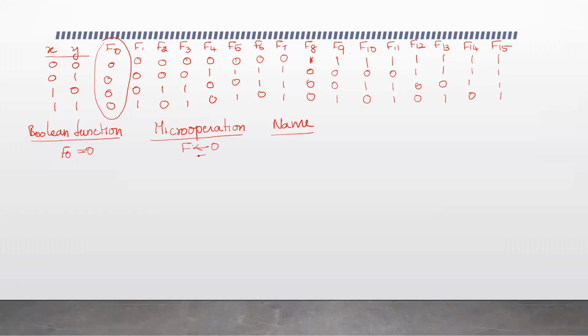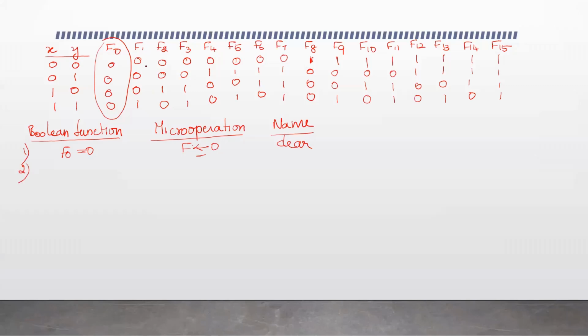We use this transfer operation, we transfer 0 bits, when we want to clear a particular register, that is, set the value as 0. We use this micro operation. The name of this micro operation is clear. This is the first one, and now the second operation.